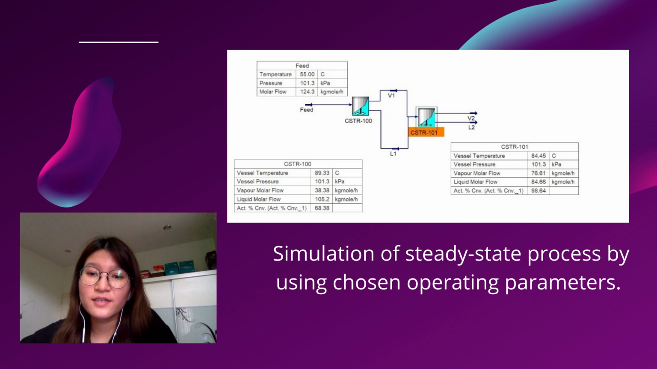This is the simulation that we have run in the Aspen HYSYS software. We are using 2 CSTRs and the operating parameters have been assigned from the Reaction Engineering 1 part. Our temperature is 55 degrees Celsius with 1 atm of pressure, as well as our flow rate, which is 124.3 kg mole per hour.